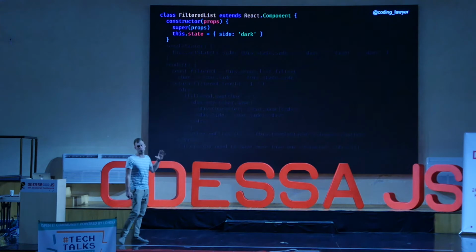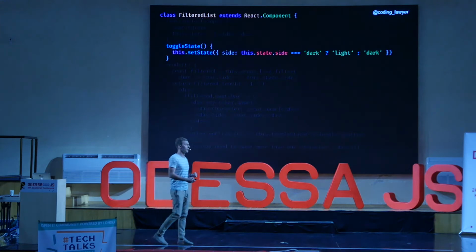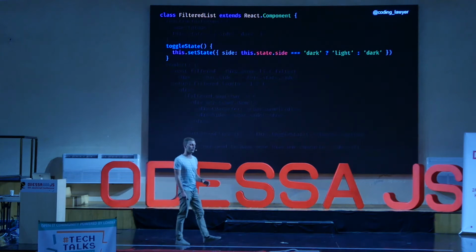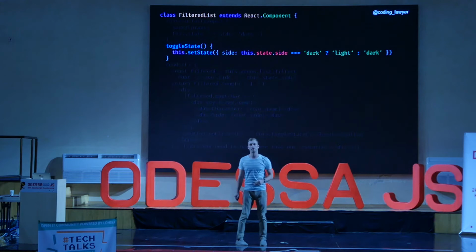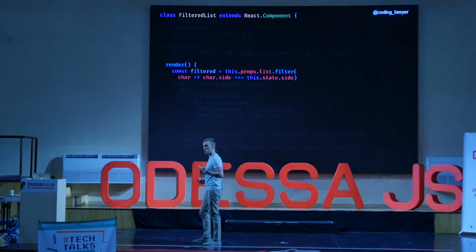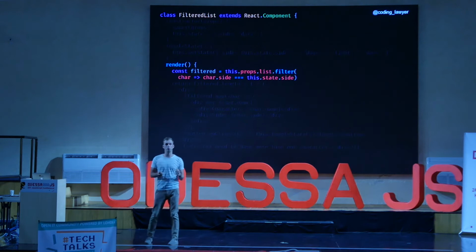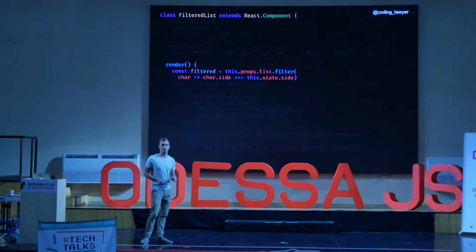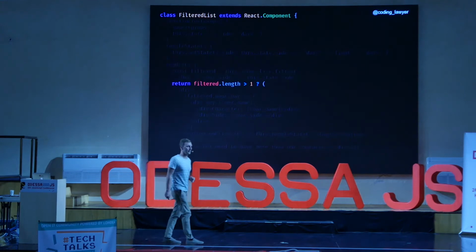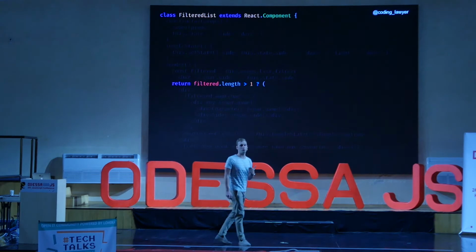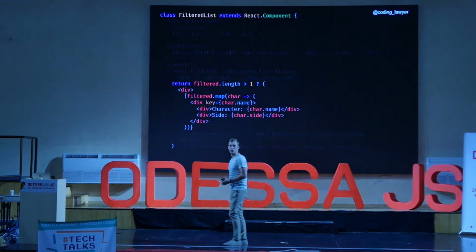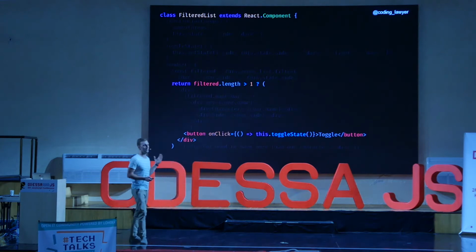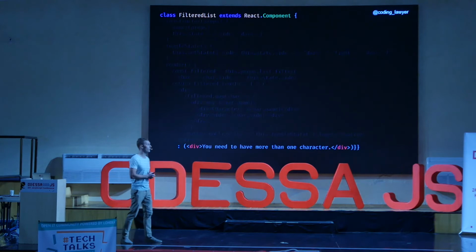We are maintaining state called side. It's dark or light. Then we have a state handler, and when it's called, it will just toggle the sides. So it will change the side dark to light, and vice versa. Then we have our render method. Here we filter the list of Star Wars characters according to the side, so we will get characters belonging to the dark side in this case. Then we have a condition. If our array has more than 2 characters, we will display the array, and display the button which toggles the state. If our array has less than 2 elements, we will display the warning message instead.